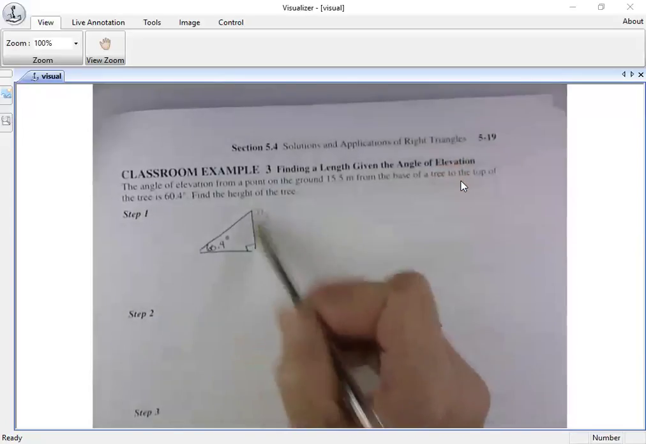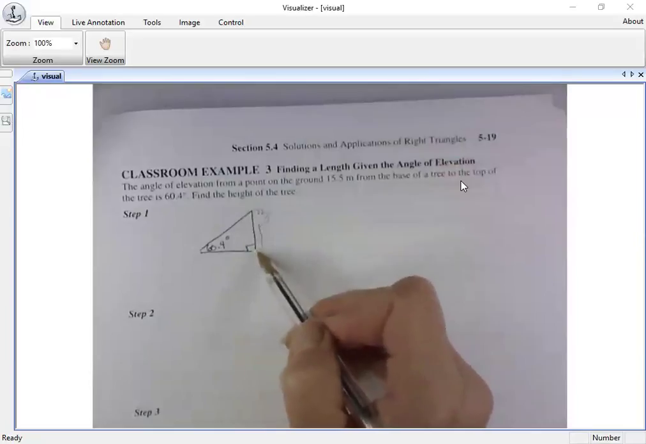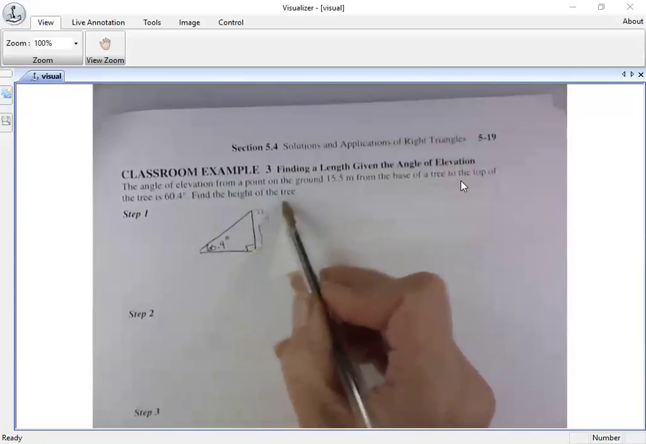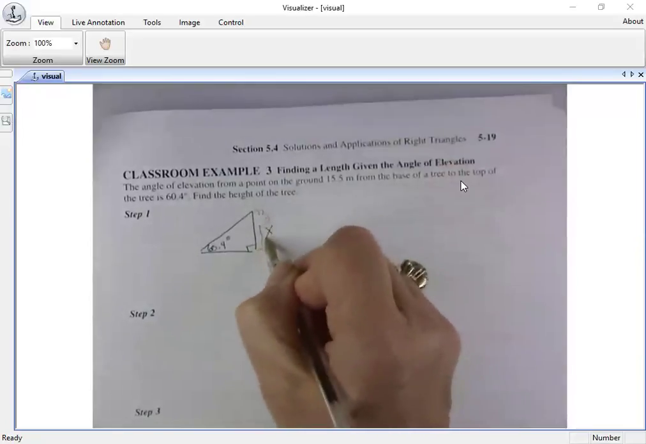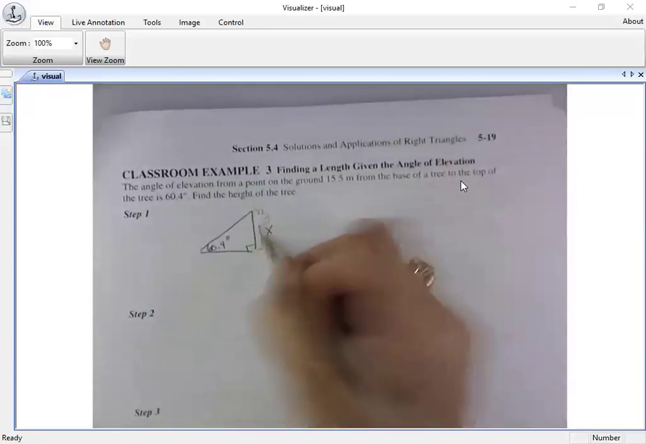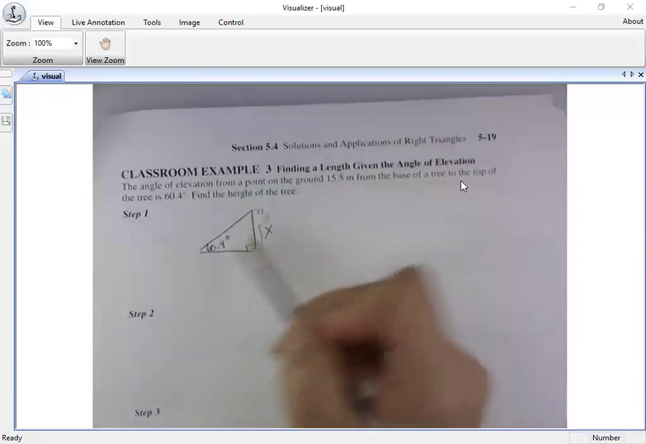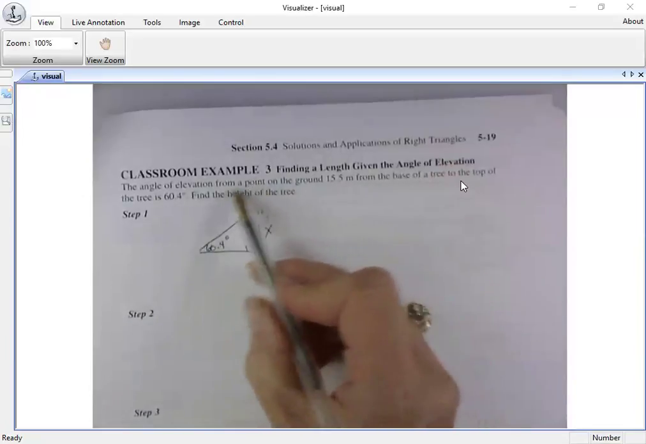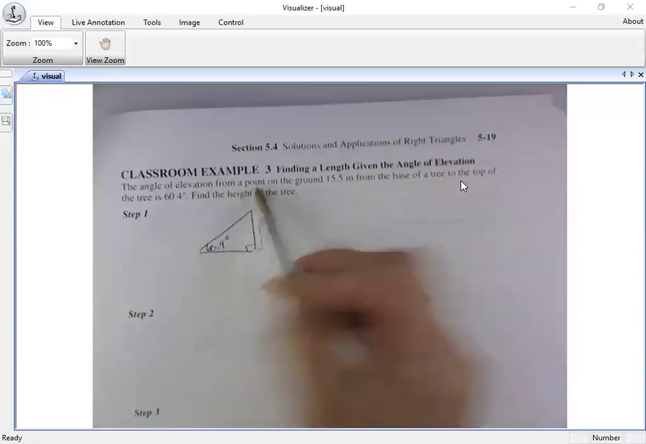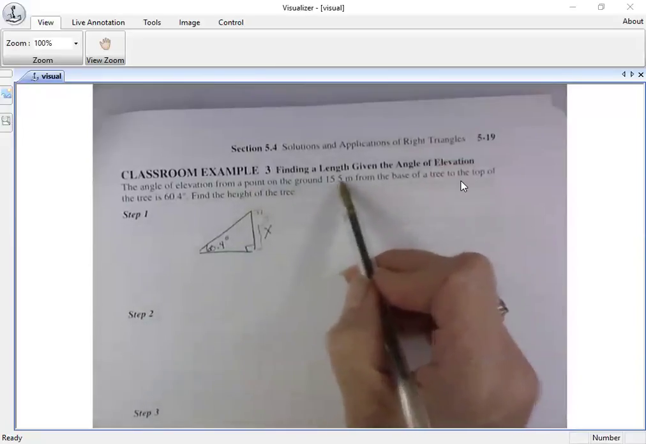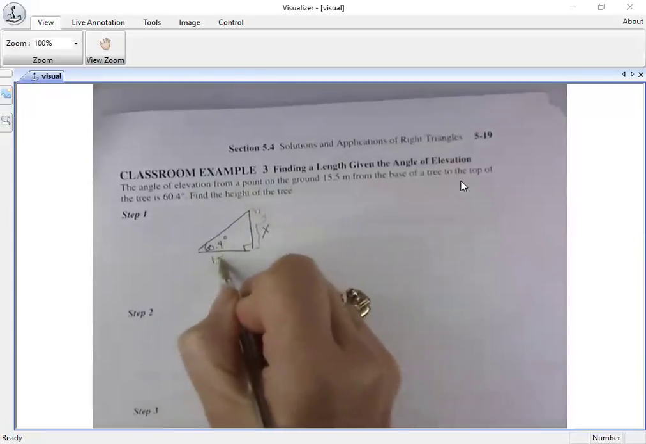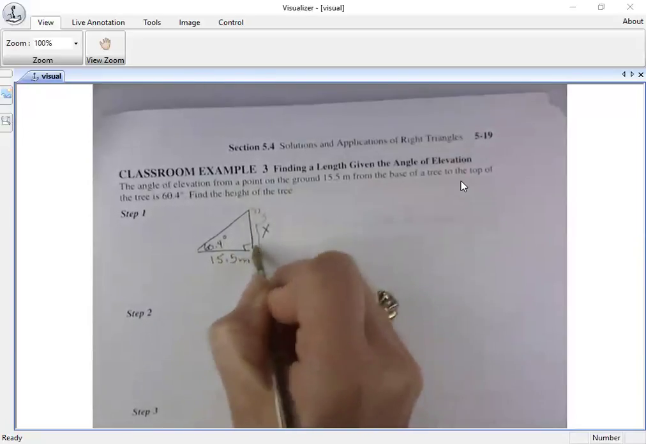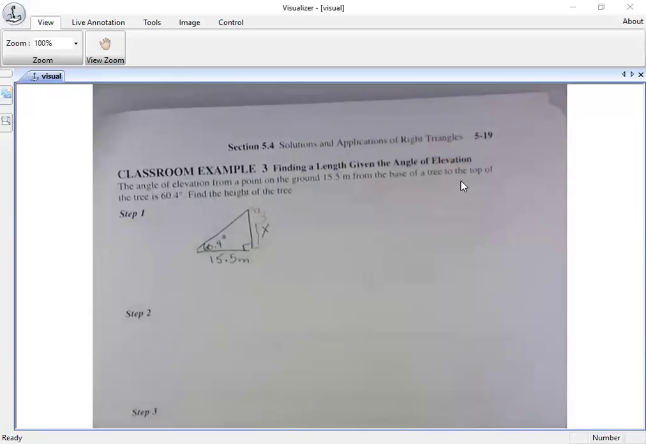Yeah, it wouldn't make any sense to make it this, because that's actually what? The height of the tree. That's what we're trying to find. So I might want to put my X here because I know I'm trying to find the height of the tree. I know this 15.5 isn't the hypotenuse because it tells me that from a point on the ground, 15.5 meters from the base of the tree. That's what's 15.5. Okay, from the base of the tree out is the 15.5.